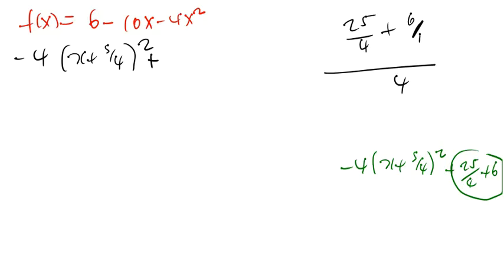4 divided by 4 is 1. 1 times 25 is 25 plus 4 times 6, which is 24. I'll end up having 49 divided by 4.